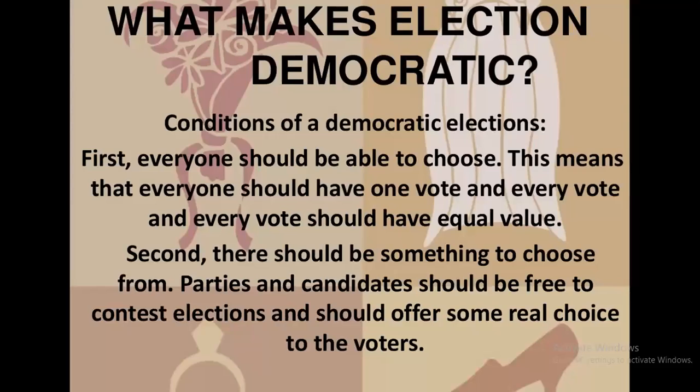And what makes an election democratic? These are the conditions of a democratic election. How can we say that an election is democratic? First, everyone should be able to choose. When we are giving the facility of vote, it should be a free and fair election. Everyone should have only one vote, and one vote should have equal value. That is the first point which makes an election democratic.